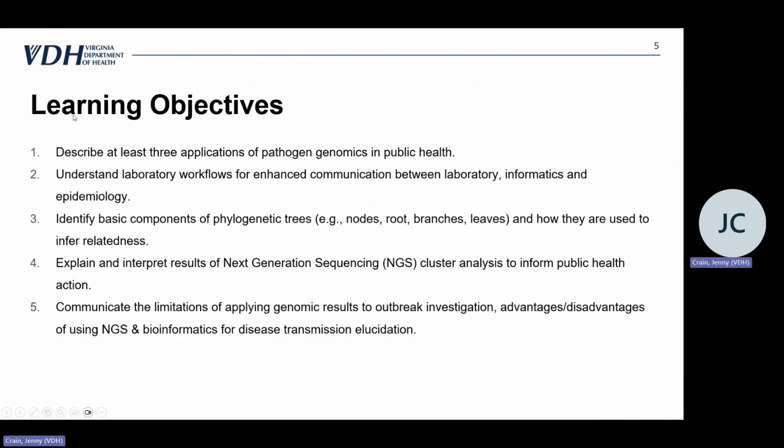This will be a series of 4 lessons, including genomic applications in public health, pathogen diversity, laboratory and bioinformatic workflows, and inferring genomic relatedness. All 5 of these learning objectives span across all 4 lessons.